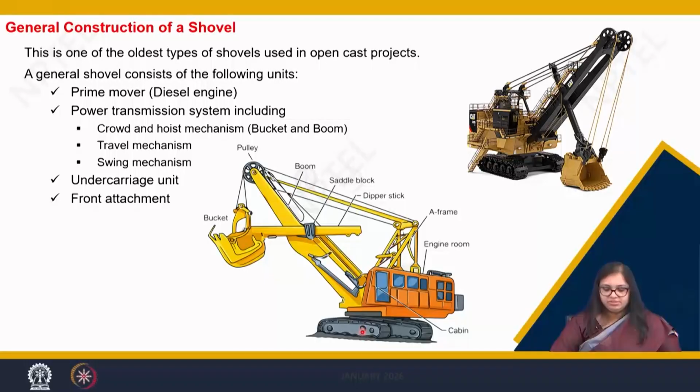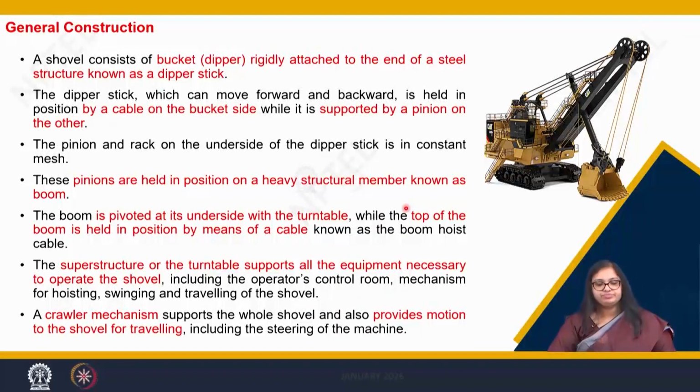There is this travel mechanism, which is the crawler. Again the mechanism is controlled from the superstructure, and the swinging mechanism is also on the superstructure, which helps in the swinging of this complete shovel. There is this undercarriage unit which we call the crawler, and then there is the front attachment. At the end I will be showing you a line diagram of how the power gets transmitted from the superstructure onto these different components, so that there is a smooth operation of this shovel.